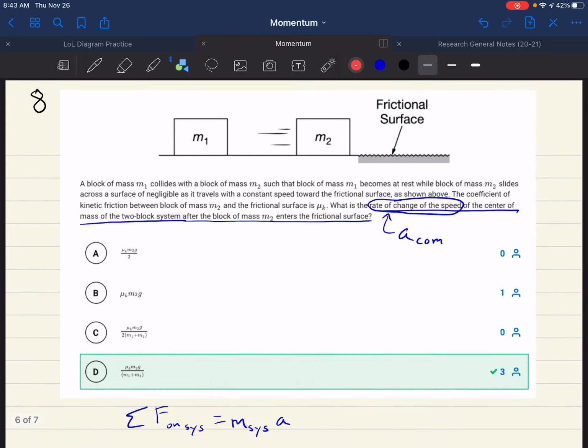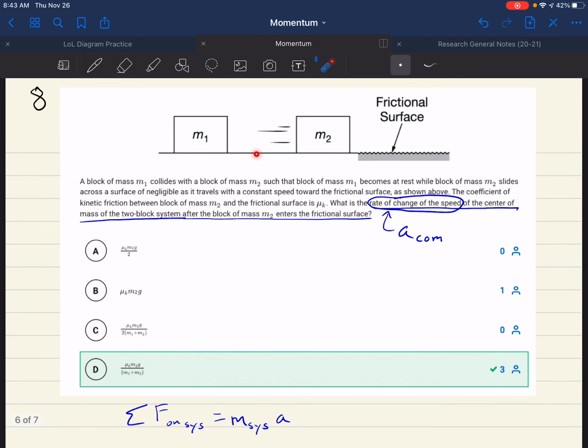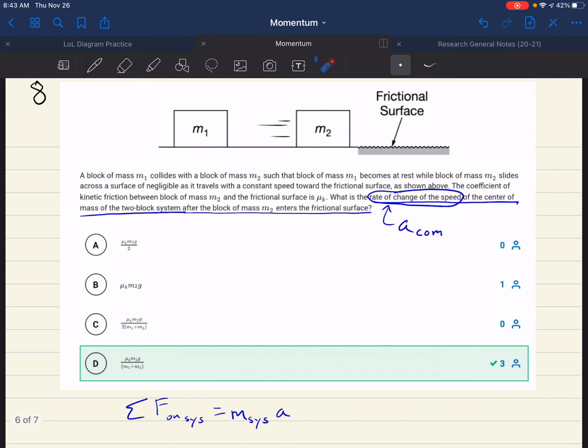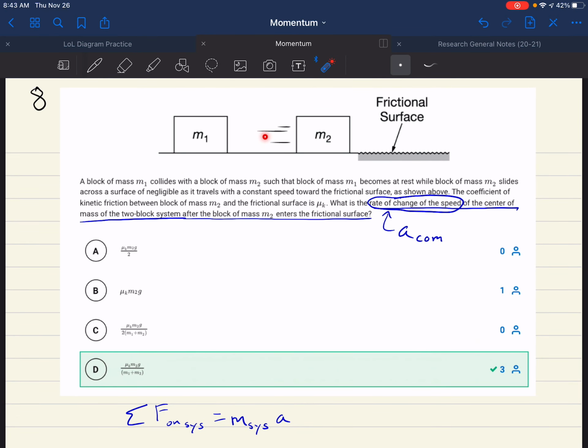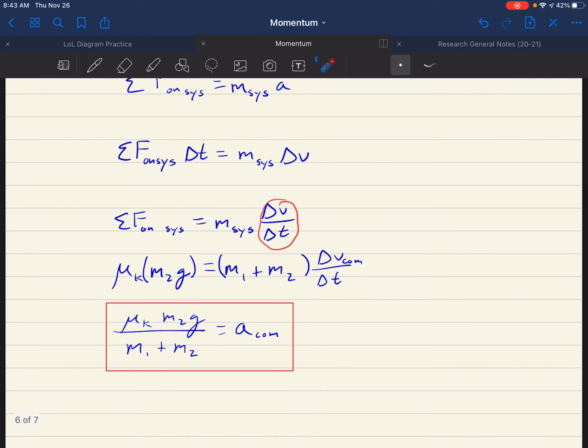And notice that the acceleration of the system's center of mass is going to be less than the acceleration of just this block, because the center of mass is some point in between those two blocks. And as this block slows down, the center of mass is going to stay in between them, but the center of mass point is going to slow down at a rate that is slower than the rate at which this slows down. Cool.